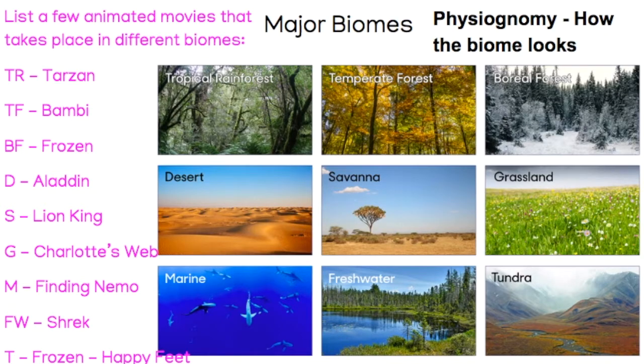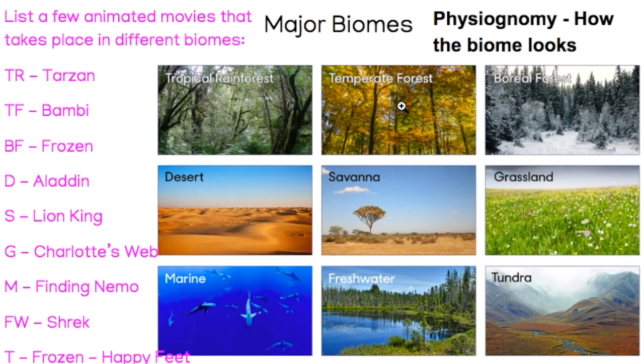There are about 7 to 9 major biomes on Earth. The fancy word for what a biome looks like is called the physiognomy. And we agreed that there was a major motion picture, usually Disney, Pixar, maybe DreamWorks, for almost every biome. So in the tropical rainforest, we said Tarzan or The Jungle Book. In a temperate forest, almost all the fairy tales take place in temperate forests because that's what Northern Europe, where the fairy tales were written, looks like.